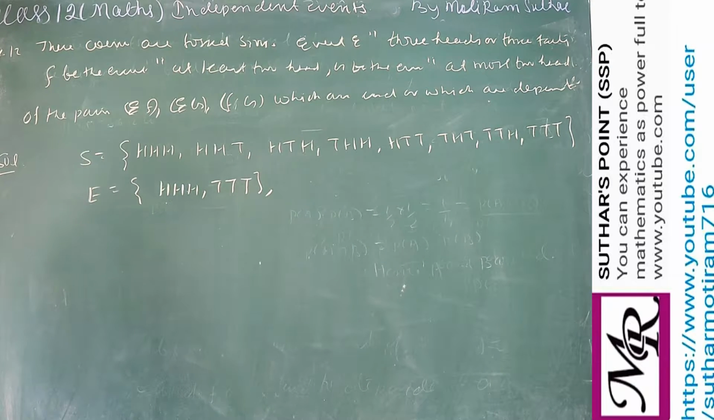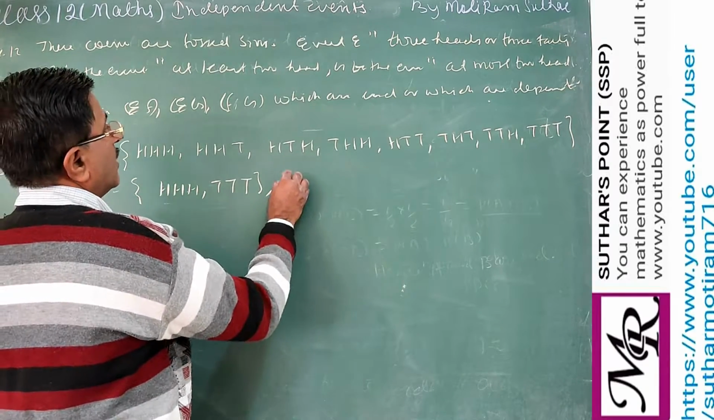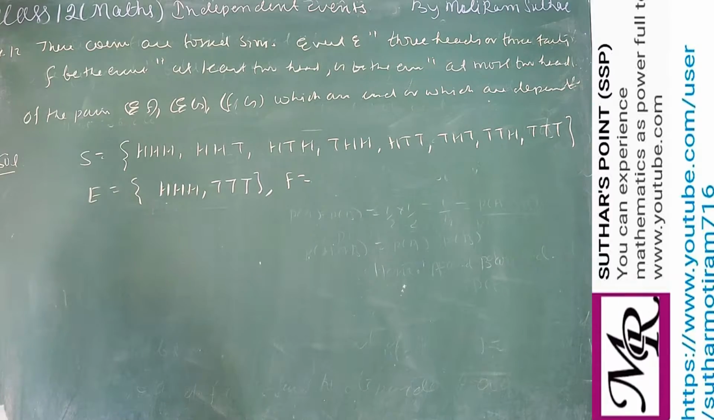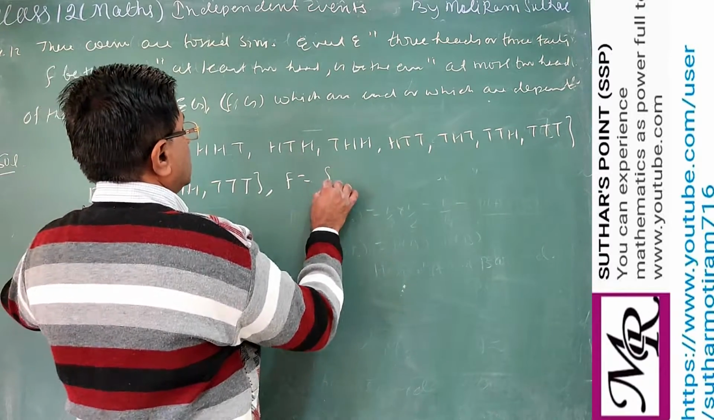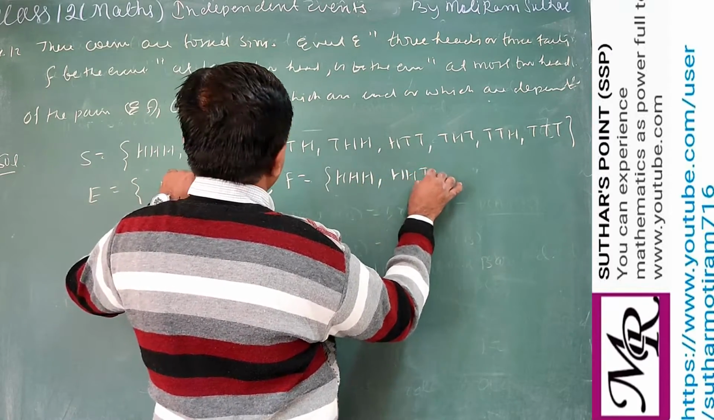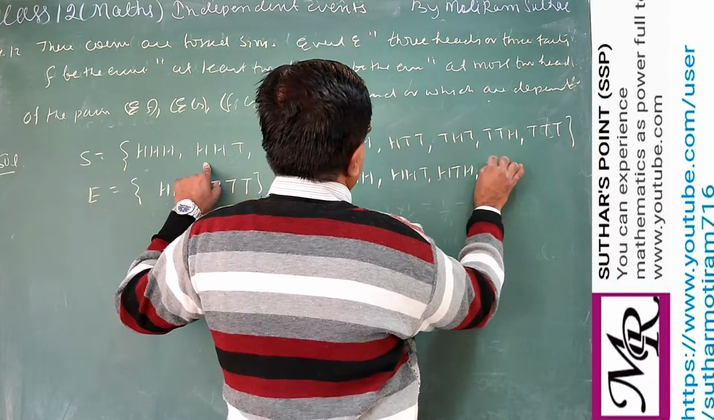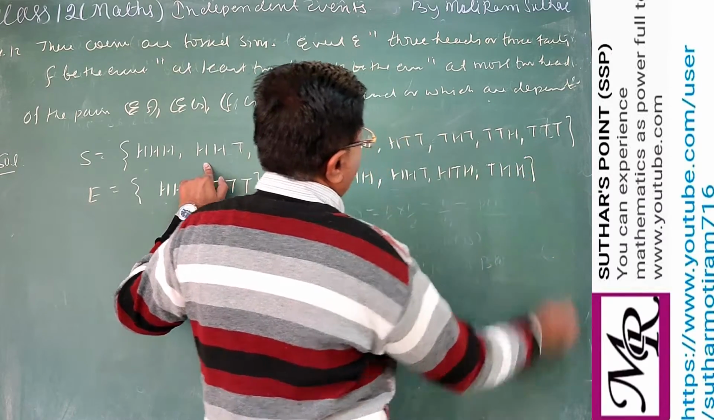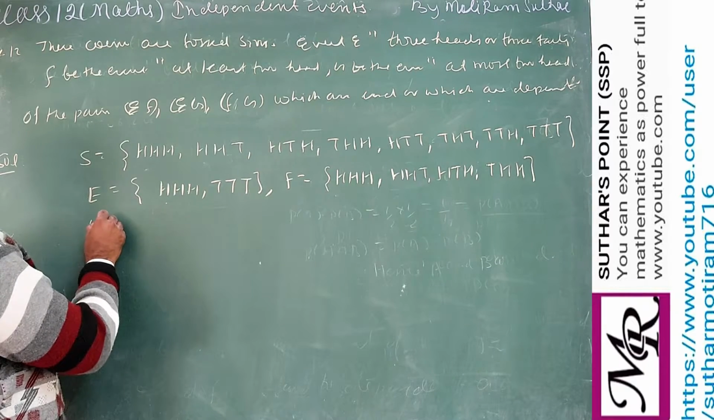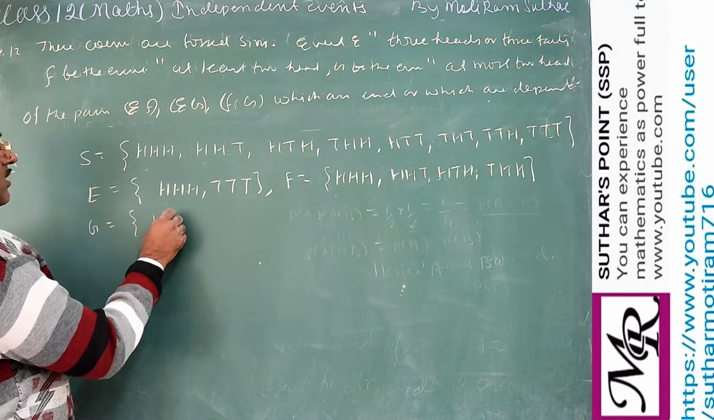Similarly, the second event F says at least 2 heads, so it may be 2 or 3. So it may show HHH, HTH, THH, so there are 4 outcomes. And G is the event of at most 2, so it may be maximum 2 to minimum 0.